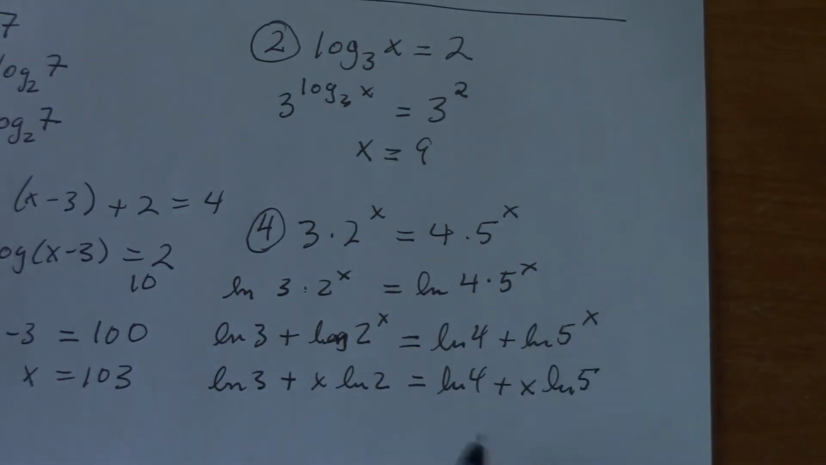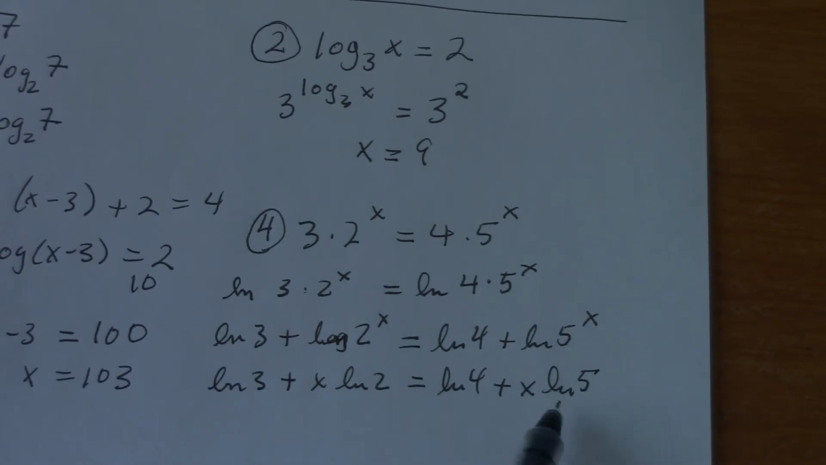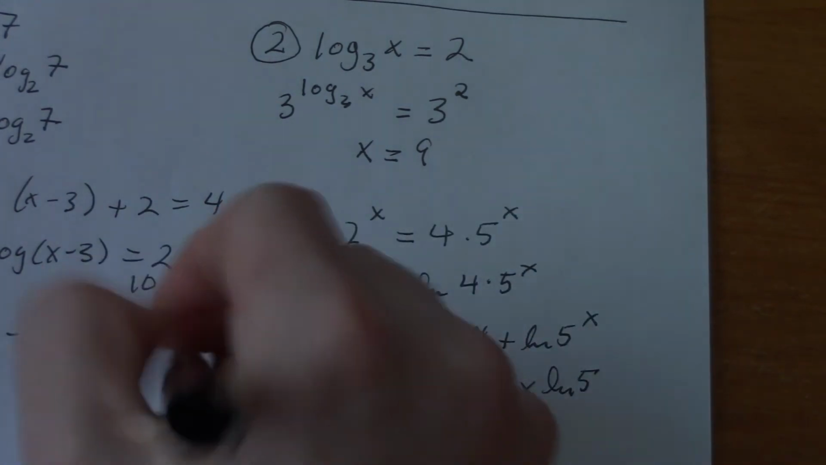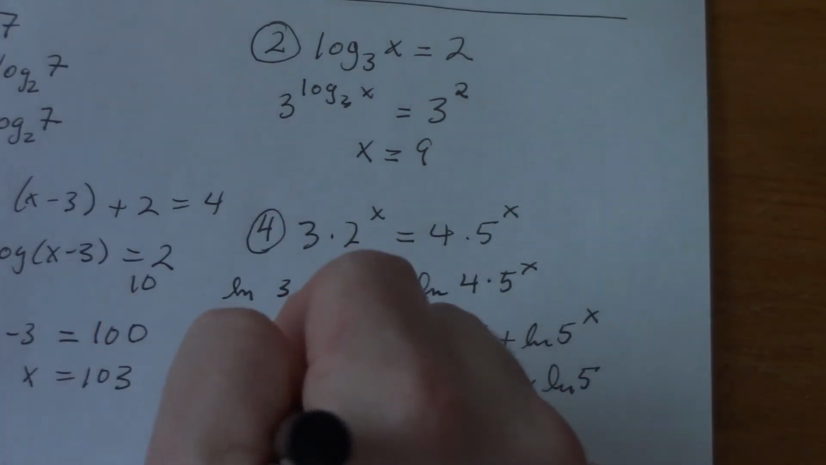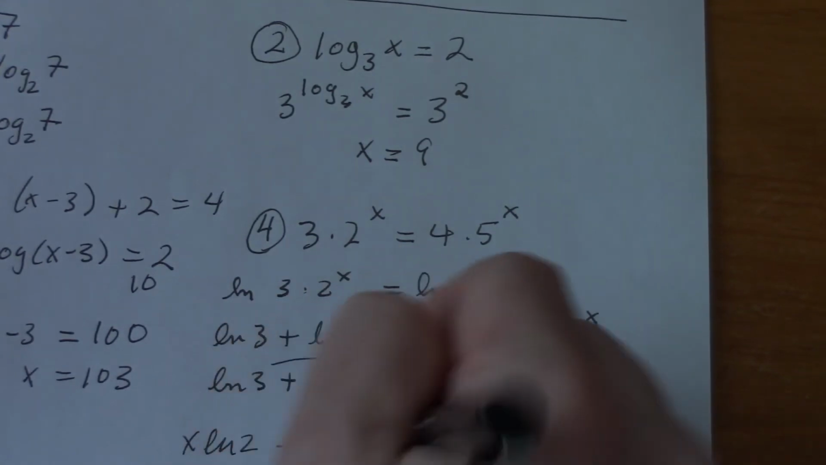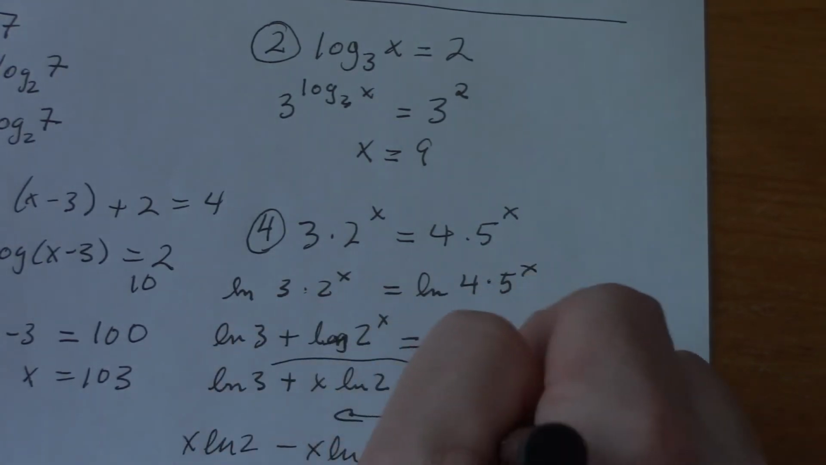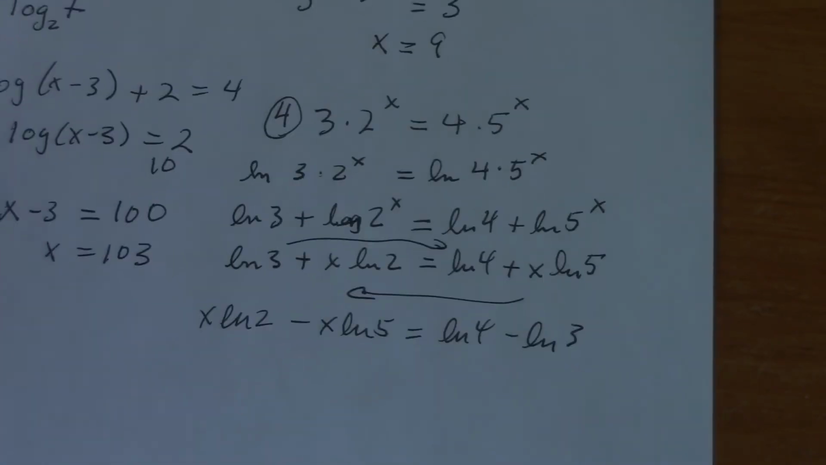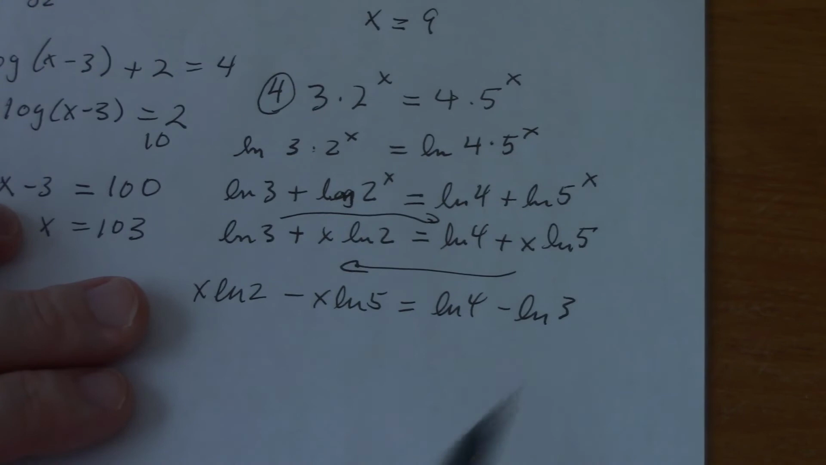This is actually a linear equation with x terms on both sides. So we move this one to this side, we move this guy to that side and this guy to this side. And we have x ln 2 minus x ln 5 equals ln 4 minus ln 3. Both of them have an x in there. So you factor the x out.